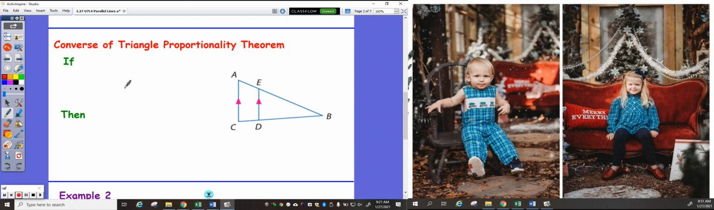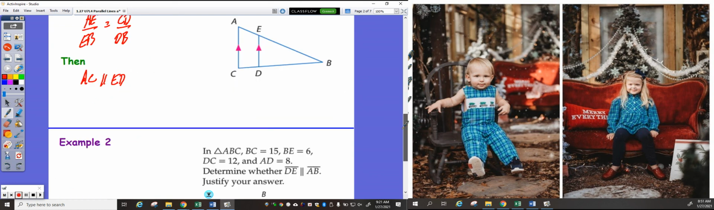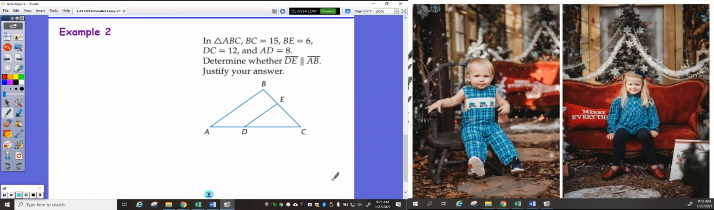So that's what this converse says right here. Okay? The converse says, look, if AE over EB equals CD over DB, then AC is parallel to ED. That's all that's saying. You with me? Good. All right, so triangle ABC, BC equals 15, BE equals 6, DC equals 12, and AD equals 8. Determine whether or not DE is parallel to AB.